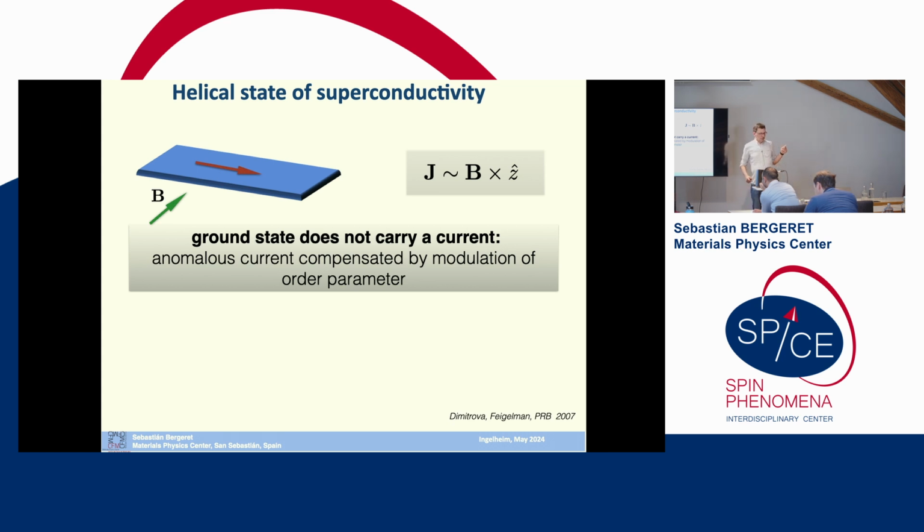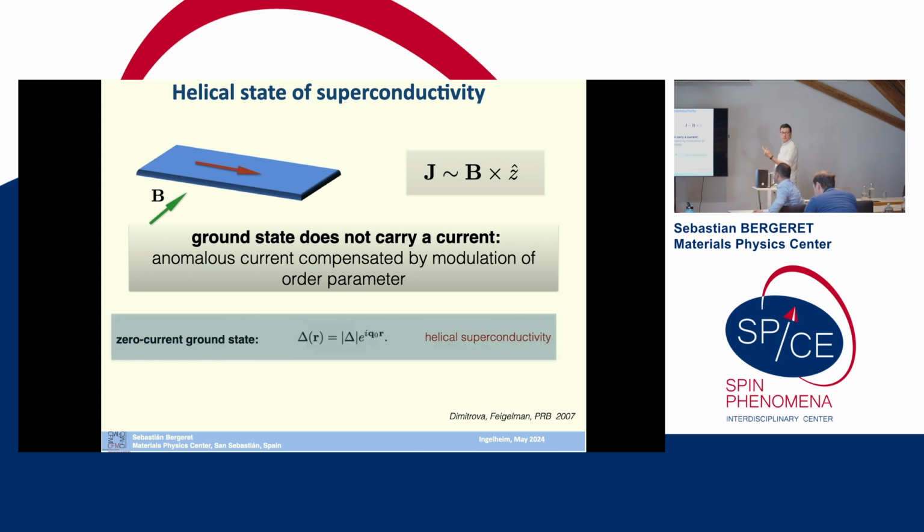So in principle, we apply that field, and as I tell you, we have the spin galvanic effect, and then we should get a current. But the ground state of our superconductor can't carry any current. So in that case, how do we compensate that current that we actually obtain? This is what in the previous talk was called the finite momentum Cooper pairs, or let me just put the name here, helical superconductivity.